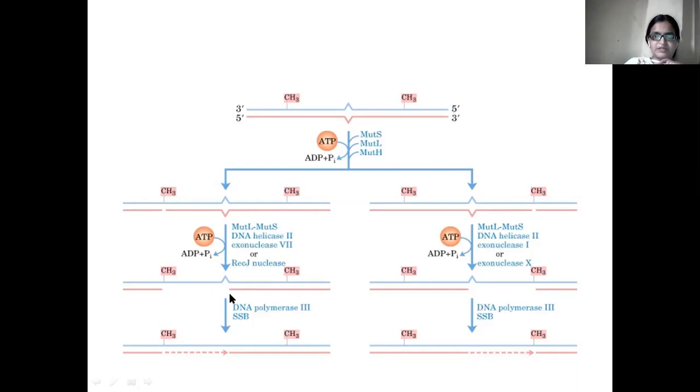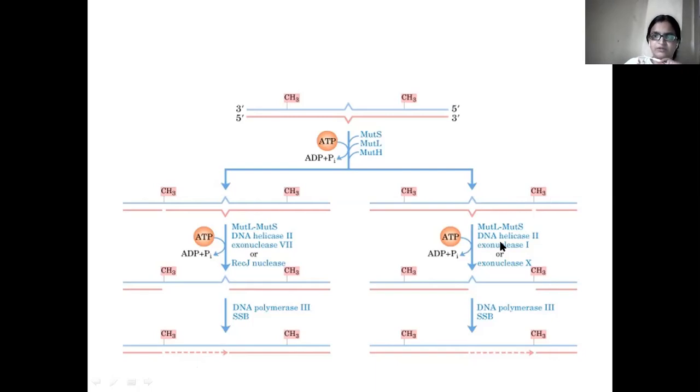This is the bases they have removed up to the base which has a problem, and then DNA polymerase III will add the new bases in this direction. And meanwhile, single stranded binding proteins will help in keeping the strands separated without allowing them to rewind.